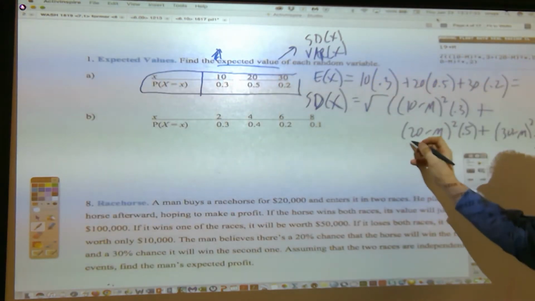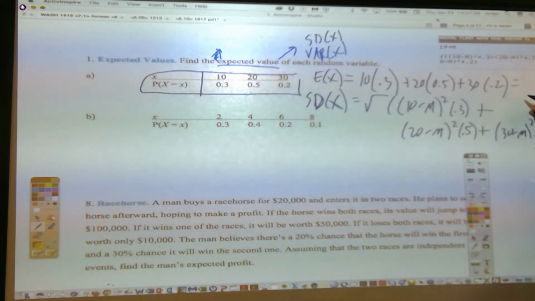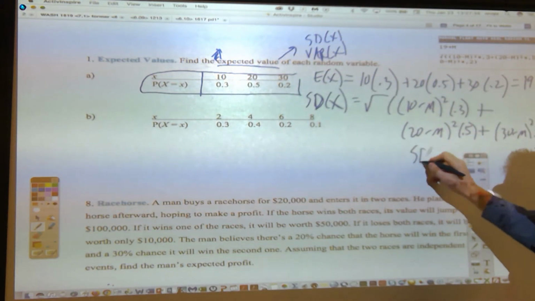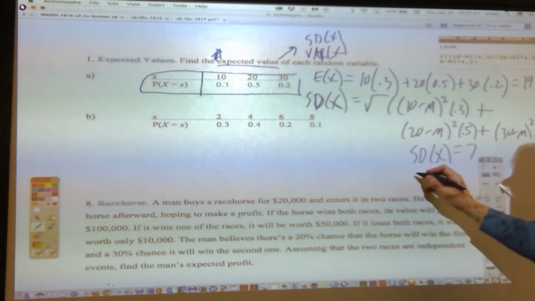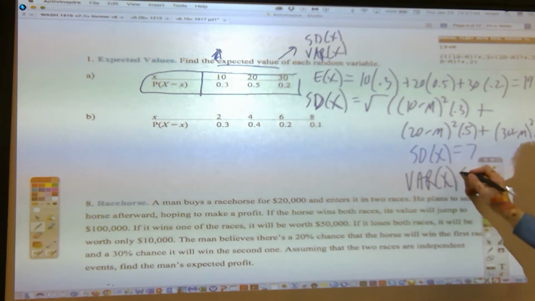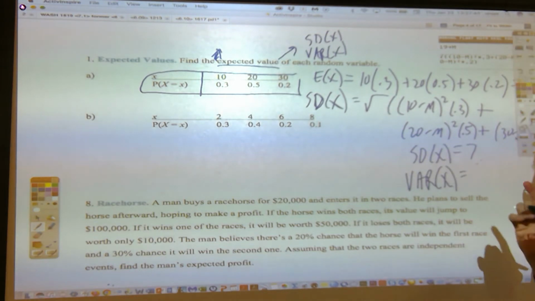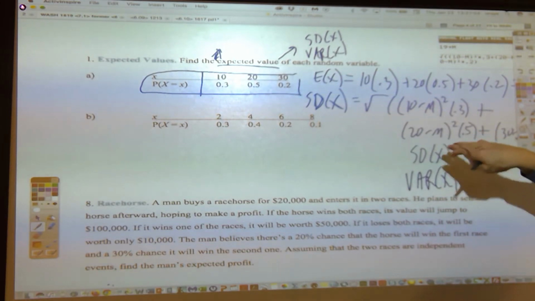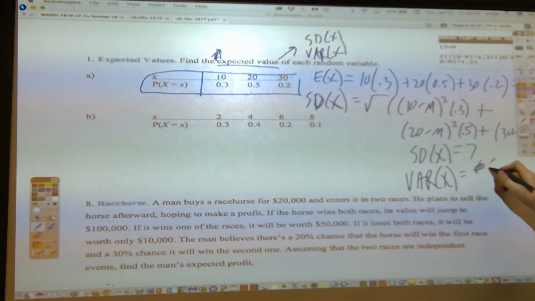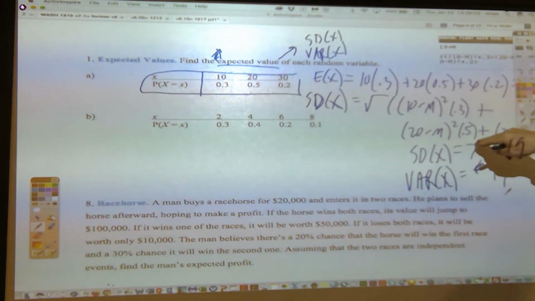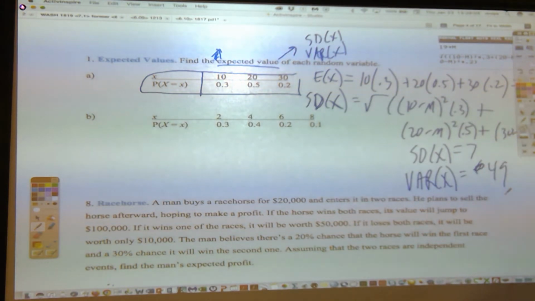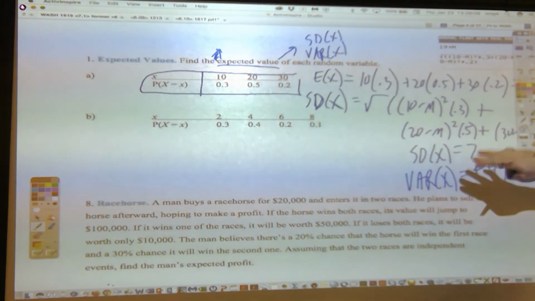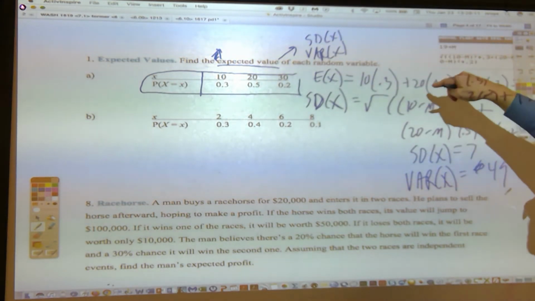So we have found for part A, the expected value, or the mean, is 19. Standard deviation is 7, which means the variance, VAR, of the random variable has to be what? Raise your hand if you're reasonably sure you know the variance. It's either square root or square. To get from standard deviation to variance, you square, so it's 49. To get from variance back to standard deviation, you take the square root. So we found all three: mean, standard deviation, and variance. Okay, so I found those three for part A.